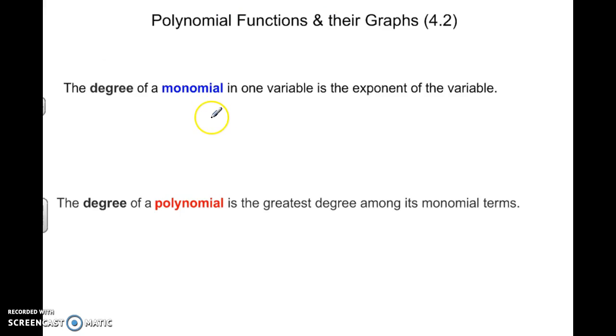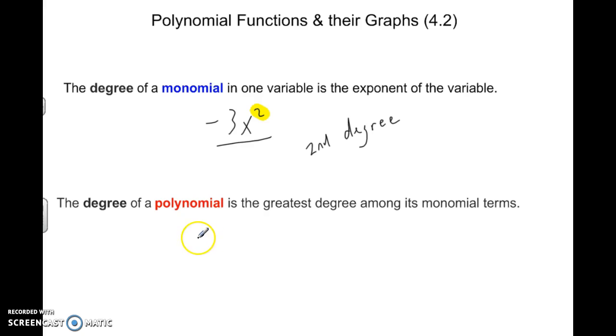So if you have a polynomial like negative 3x squared, that's a monomial, by the way, and the degree is really the exponent of the variable there. So this would be a second degree monomial.